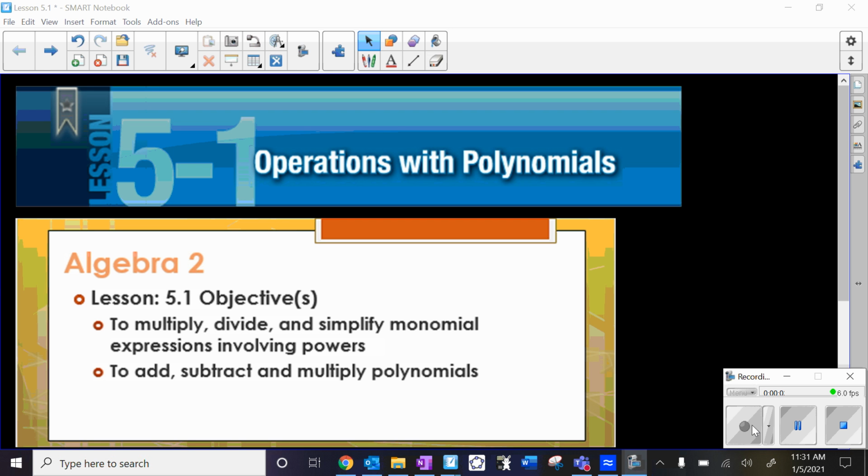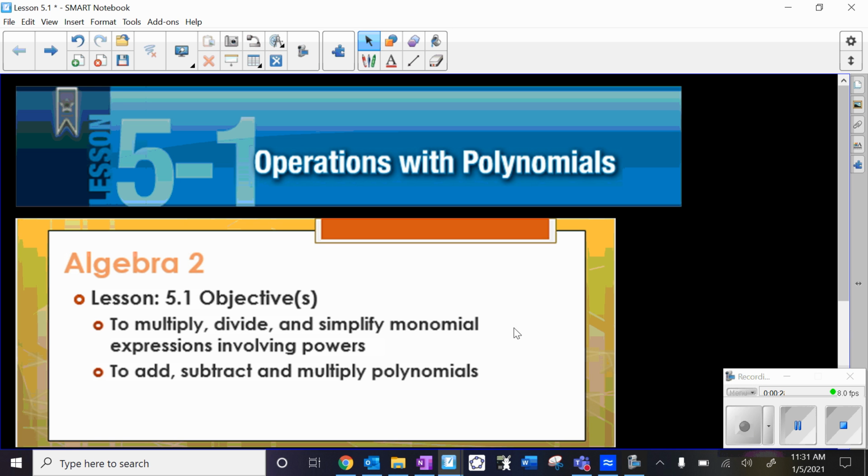In Chapter 5, we're going to look at polynomials in general. If you remember in Chapter 4, we dealt with quadratics, where the highest power was 2. Now in Chapter 5, we can have the highest power being 3, 4, 5, or keep going when we talk about polynomials in general.